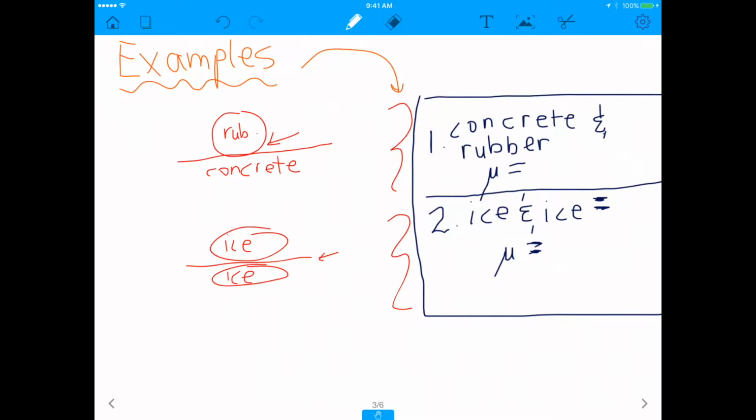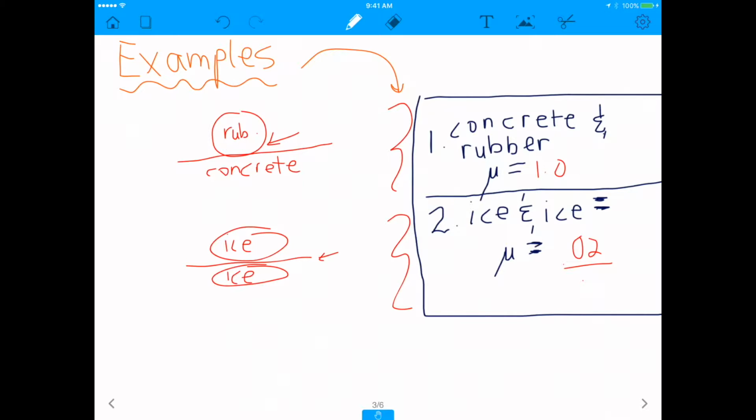So what exactly is going on here? Well, the coefficient of friction between concrete and rubber is 1.0. That's actually relatively high because, as I mentioned before, coefficients of friction tend to be between 0 and 1, so 1 is already pretty high. But to put this into context, between ice and ice, the coefficient of friction is around 0.2.